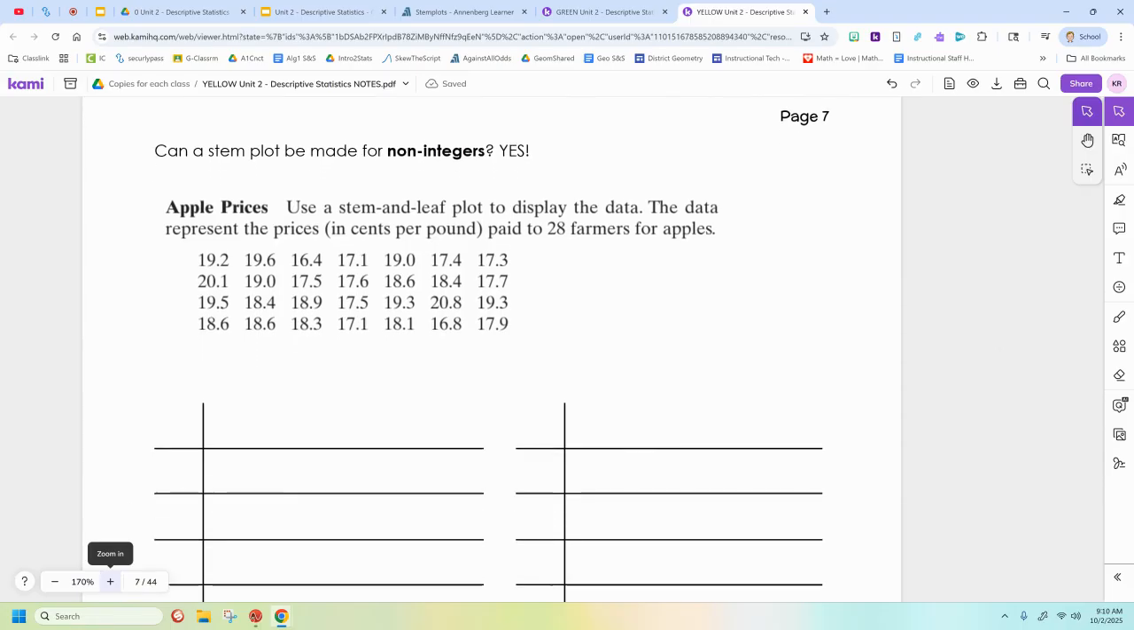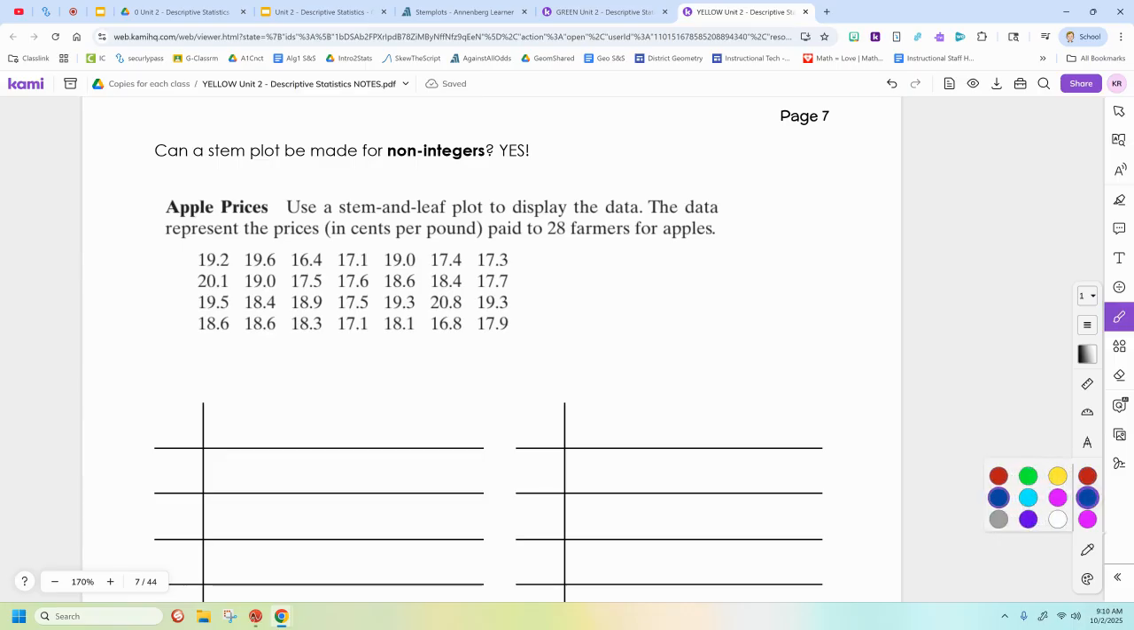We just need to make sure that only one place value is the leaf. So for example, if I was doing the cost of something, $2.97, I could have 2.9 in my stem, and maybe 2.8 would be the next thing, right? And then I could have the 7 as the hundredths place. So the deal with the leaf is that you're just restricted to the leaf being a single digit. That's the restriction. All right.